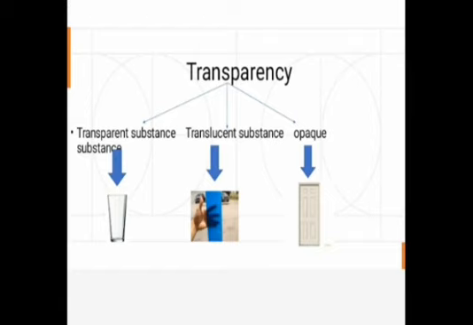Next is translucent substance. Now what is translucent substance? Translucent substances allow a little light to pass through them. We can also say that these substances are semi-transparent, and such substances are known as translucent substances. Thus we can classify various materials as transparent, translucent or opaque.